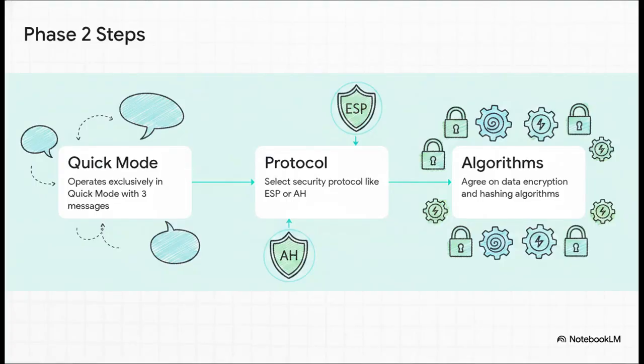Phase 2 is exactly where we define our IPsec security associations, or SAs. These are the specific locks for those briefcases we just talked about. Now, this phase operates exclusively in what's called quick mode, which is a rapid exchange of just 3 messages. Safely inside our pre-established secure room from Phase 1, the peers quickly select a security protocol, usually encapsulating security payload, or ESP, maybe authentication header, AH, and they agree on the final data encryption and hashing algorithms.